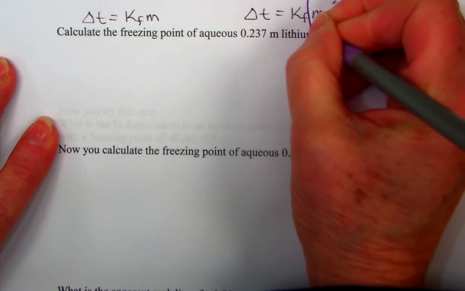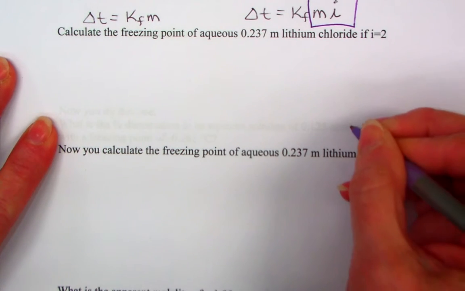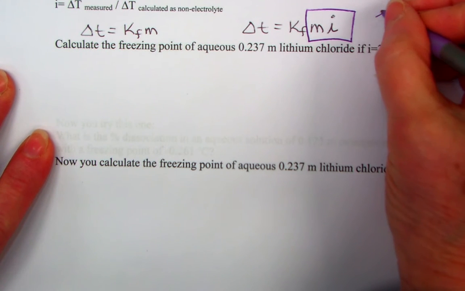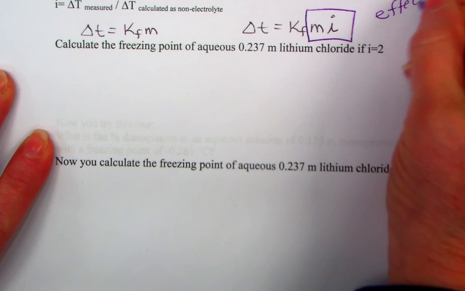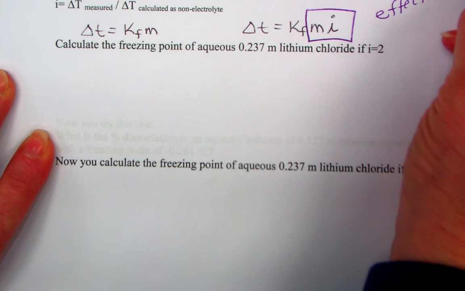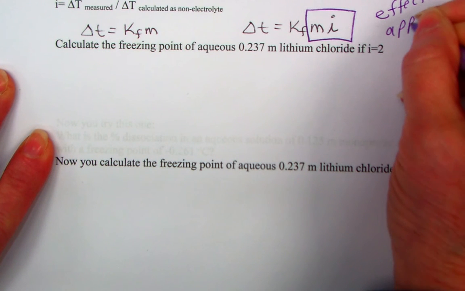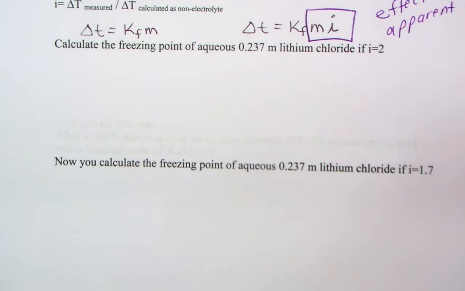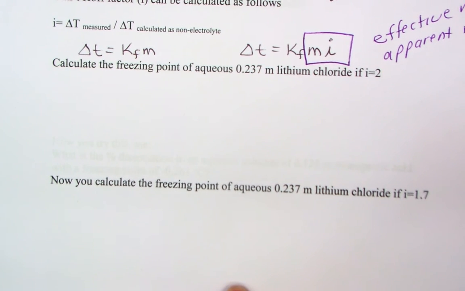Sometimes I think of m times i as one variable on its own, and we can call this the effective molality. Sometimes it's called the apparent molality. It means the same thing. So we can think of m times i as the effective or apparent molality, which is the number of particles you really have in solution.